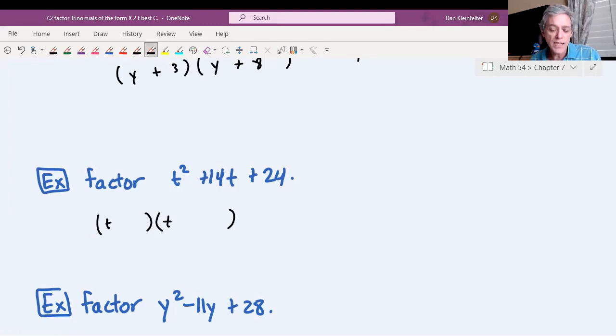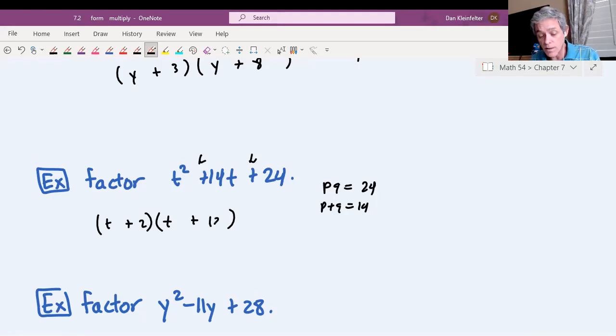Okay, so we've got t squared, so there'll be a t and a t in the front. We're looking for two numbers, I'm going to call them P and Q, so that their product is 24 and their sum is going to be 14. They're the same sign and both positive. Two numbers that multiply to 24 and add to 14 would be 2 and 12.